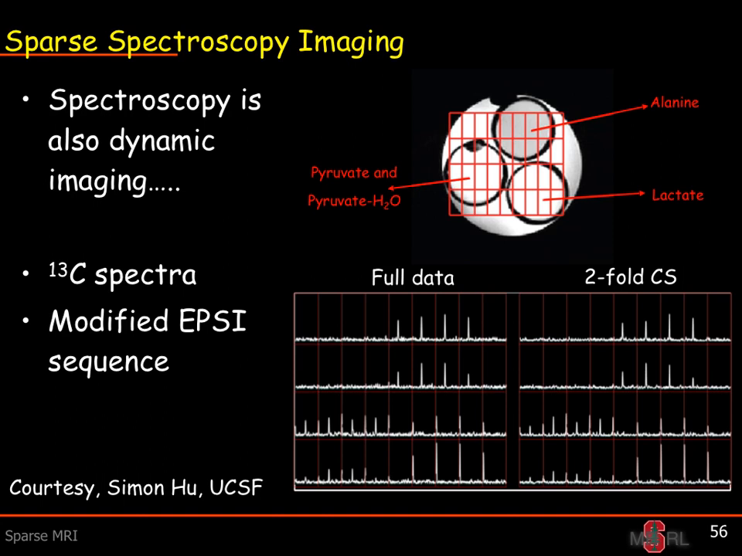We can also apply undersampling in the spectral domain and do sparse spectroscopic imaging. So spectroscopy is also a form of dynamic imaging. It can be when you're doing injected carbon-13 acquisitions. So here's an example of a compressed sensing reconstruction of dynamic carbon-13 spectroscopic imaging, showing a 2-fold accelerated compressed sensing reconstruction compared to a full data reconstruction. The x-axis here is frequency, and then these are different voxels. So these are the spectra at different voxels, right? Each box here represents a different voxel over this grid.